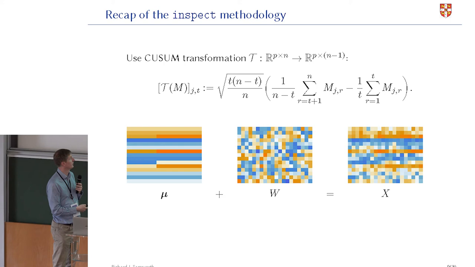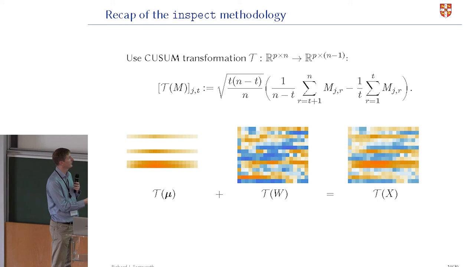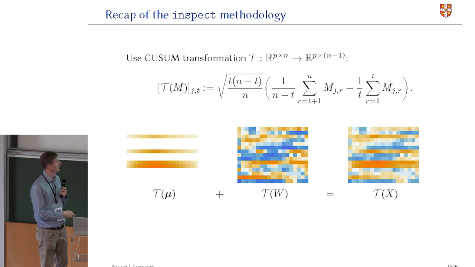So we have this signal plus noise equals the data we have. This CUSUM transformation is a linear transformation, so I can apply it, I get the CUSUM transformation of the signal plus the CUSUM transformation of the noise, gives me what I observe, the CUSUM transformation of the data. And this is what we're looking at in the signal coordinates. You've got these peaks in the signal coordinates around the change point. So that's what's going to help us try to identify where the change point location is.